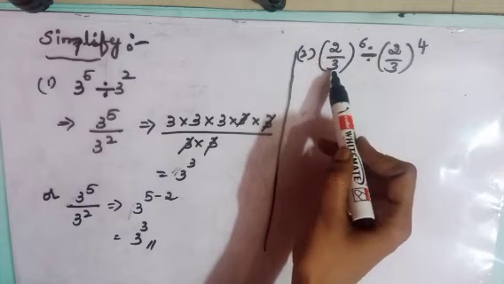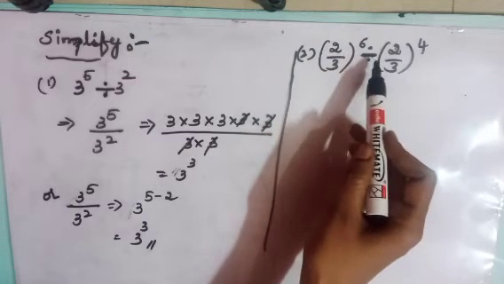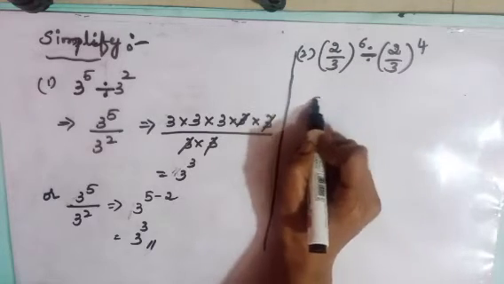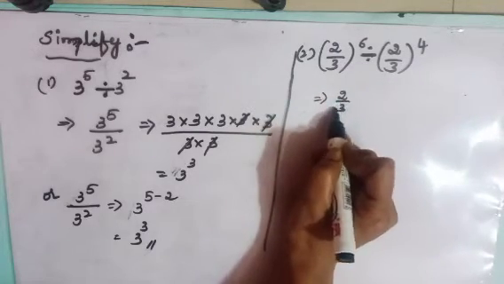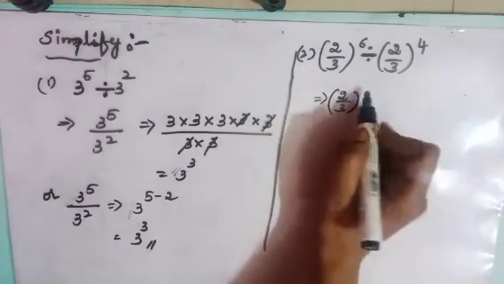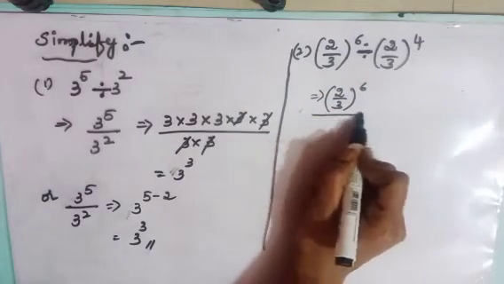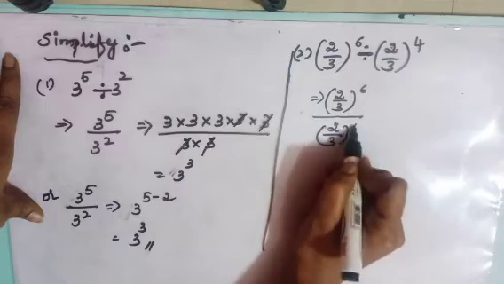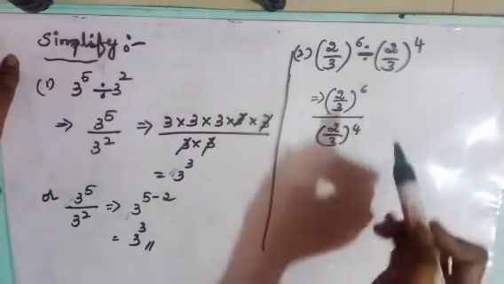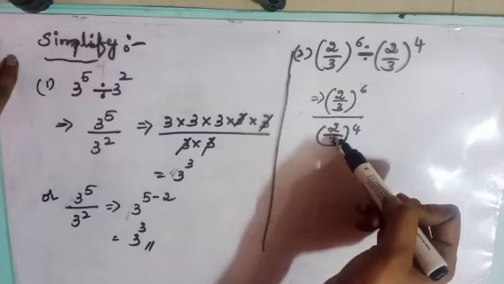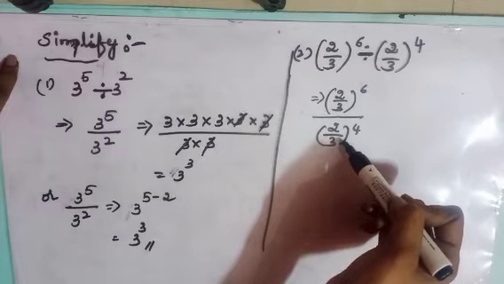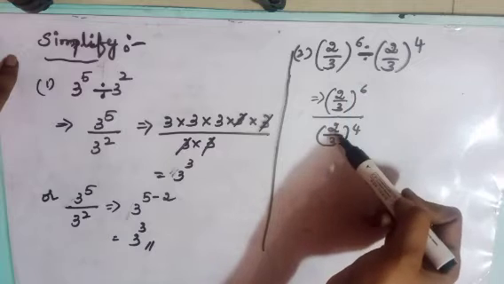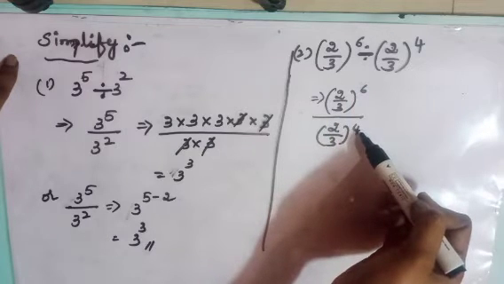2 by 3 whole to the power of 6 divided by 2 by 3 whole to the power of 4. That is 2 by 3 whole to the power of 6 divided by 2 by 3 whole to the power of 4. See here, the dividend and the divisor have the same base. So here 2 by 3 is the base, the power is 6. Here also 2 by 3 is the base and the power is 4.